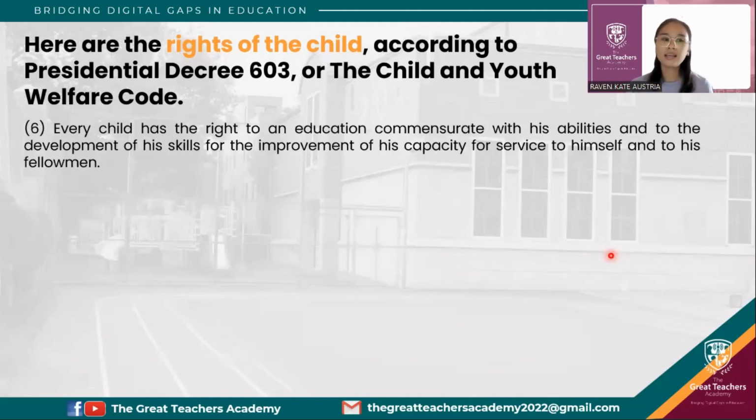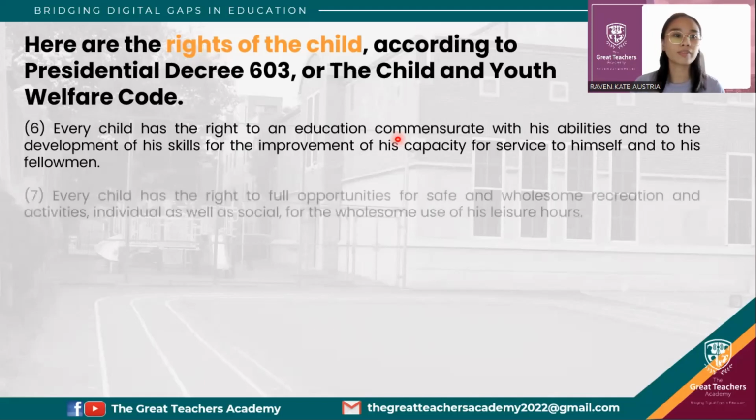Number 6, every child has the right to an education commensurate with his abilities and to the development of his skills for the improvement of his capacity for service to himself and to his fellow men. So this is related to number 5. So it's more of nurturing your skills, your abilities, strengthening of what you can do.